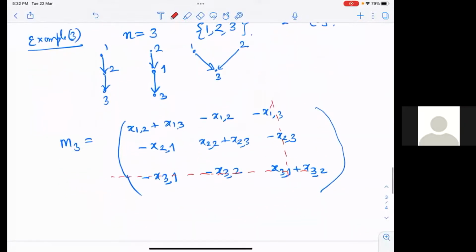Sir, it should be x21 plus x23. Yeah, so I'll just do that explicit computation and show you that what Kirchhoff's theorem promises is correct. No, sir, I mean the second diagonal entry. Second, it's 2, 1, 2, 3.